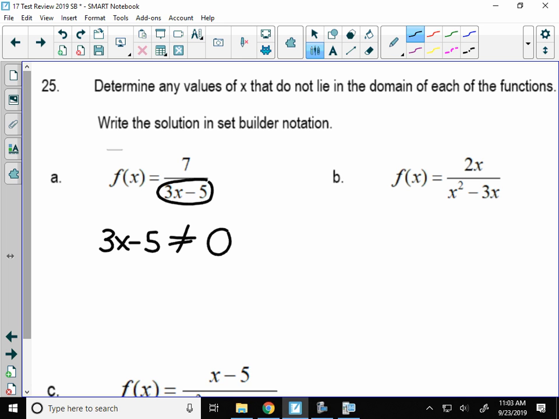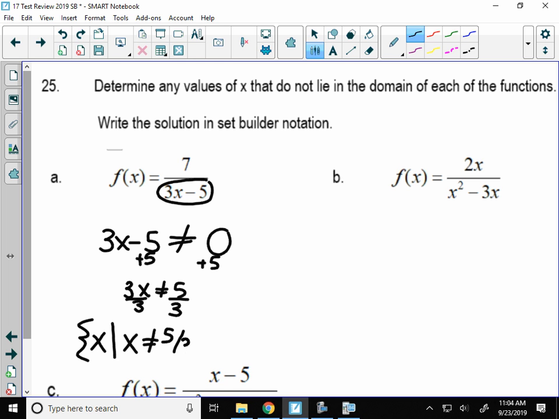So you go ahead and solve this for x. I'd add 5 to both sides. We'll get 3x is not equal to 5, and divide by 3. So in set builder notation, when I write the answer here, we'll have my curly brackets. My domain is all x's such that x is anything, but it's not equal to 5/3. And that's actually the domain, how you would write it.